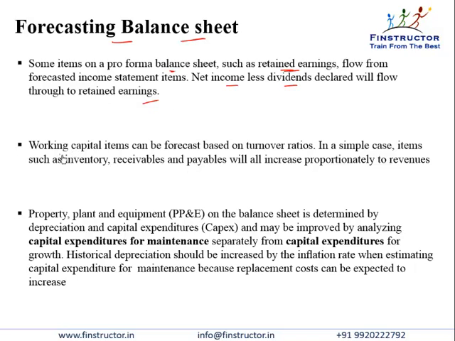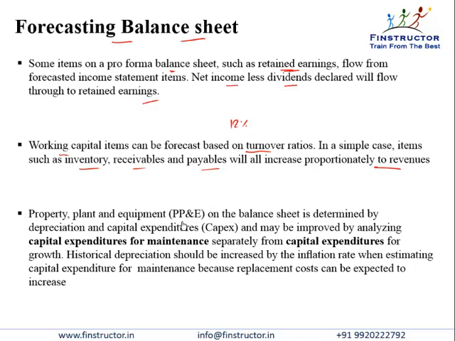Other items like working capital, that is inventory, receivables, payables, are generally projected based on the historical turnover ratios. So historically, if the company had 12% of its sales as working capital, then as sales increase, even working capital will be expected to increase. If I gave credit to my customers on sales, then as my sales increase, my credit will also increase. So the working capital items, inventory, receivables, payables, are generally projected as a percentage of revenues.